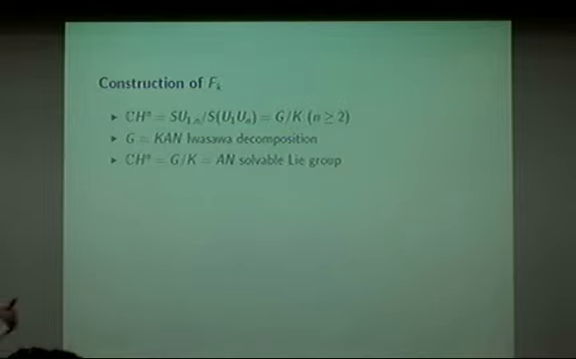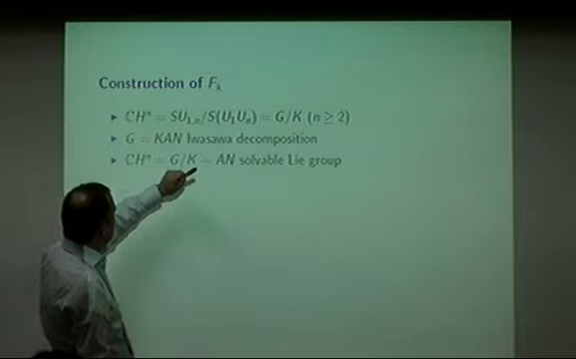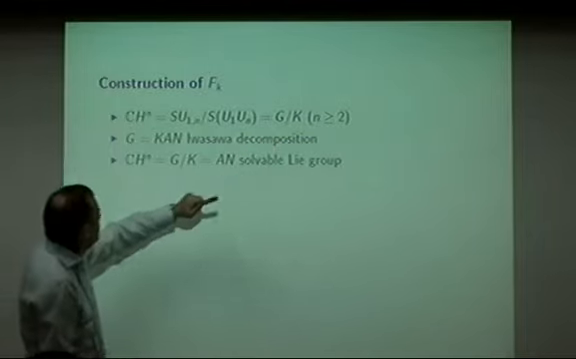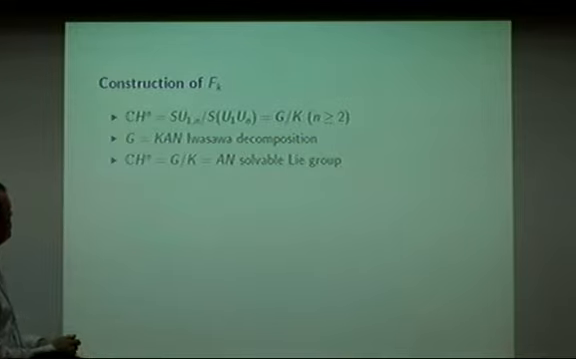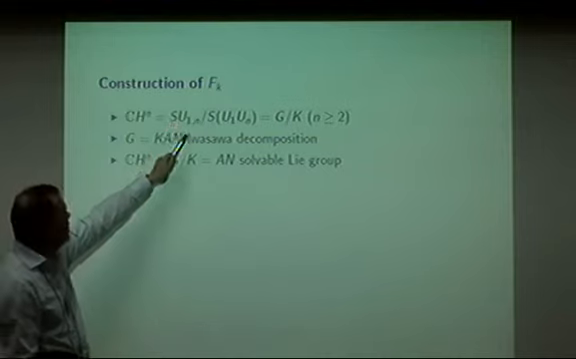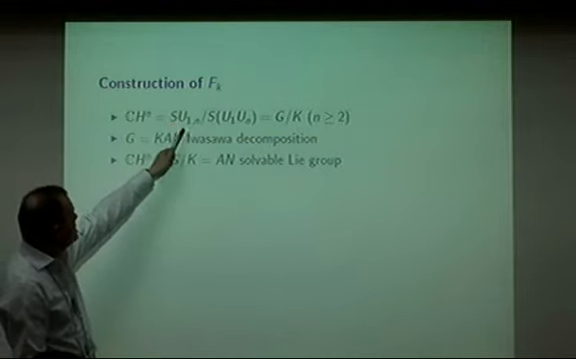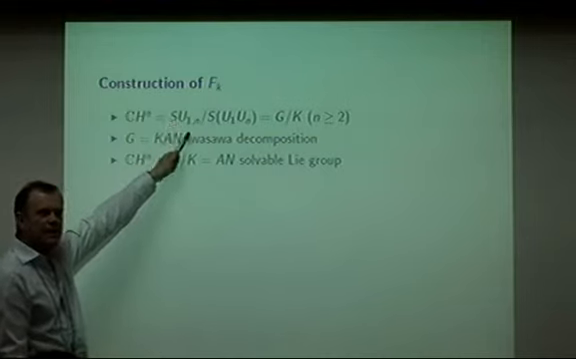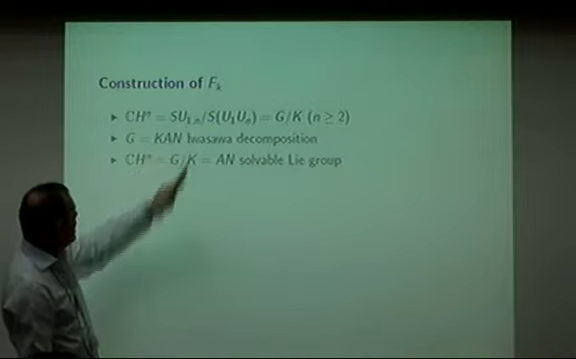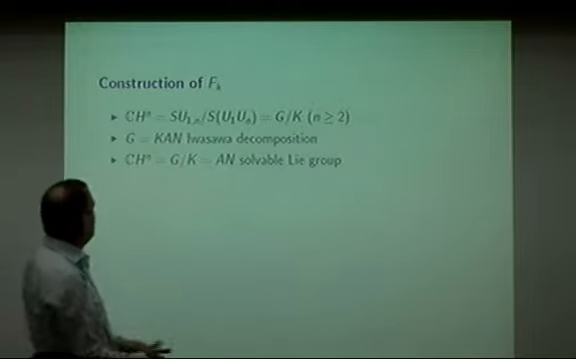So the complex hyperbolic space is a homogeneous space G over K, and G is the isometry group, or the identity component of the isometry group, which is the special unitary group SU(1,n) of the complex C^(n+1) with the standard metric of signature 1. And K is the stabilizer at a point.